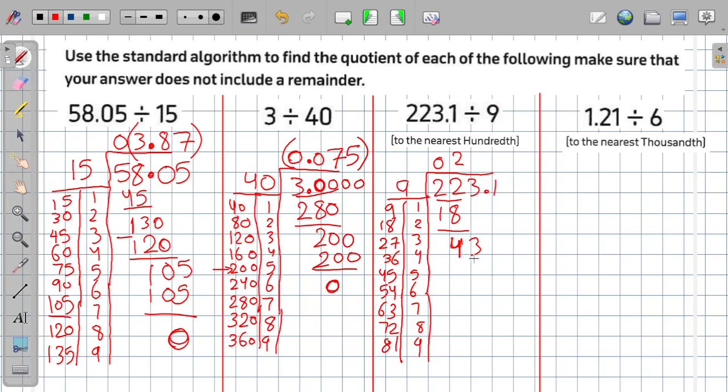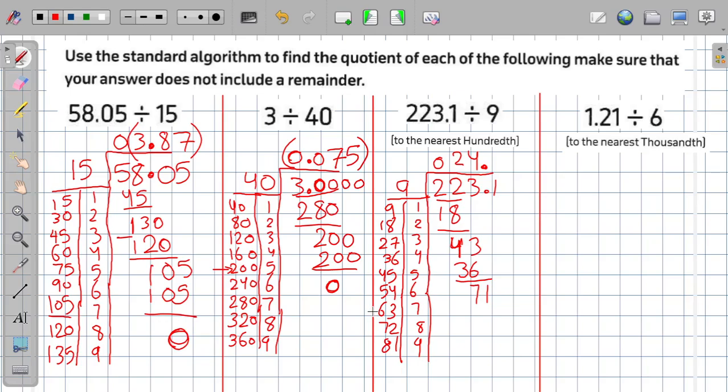Okay. Next I have 3. So I have 43 divided by 9. 43 is between 36 and 45. So I will take 36. 36 divided by 9 equals 4. And the remainder will be what? Will be 7. Next I have the decimal point. So I will put the decimal point in the quotient, and the next digit is 1.